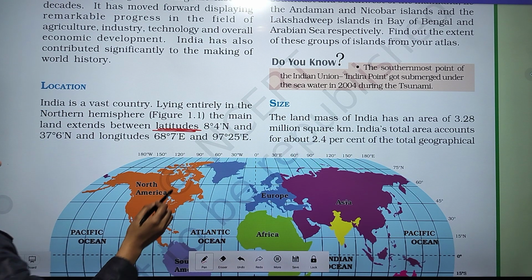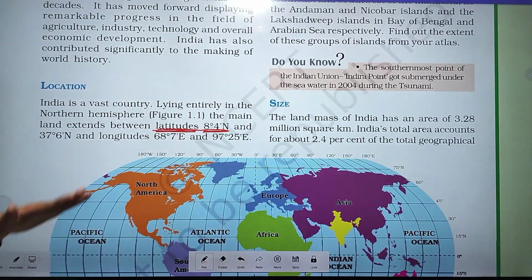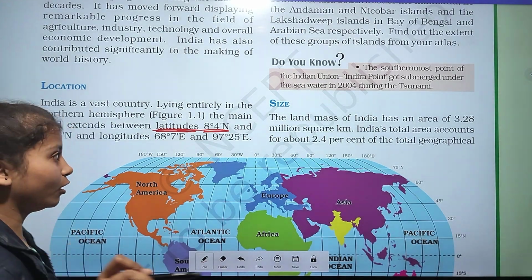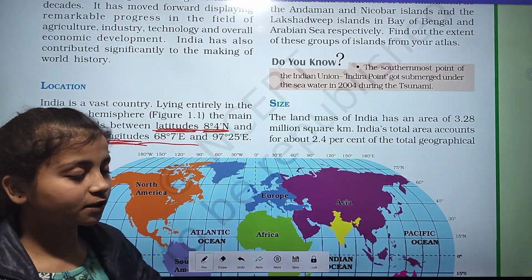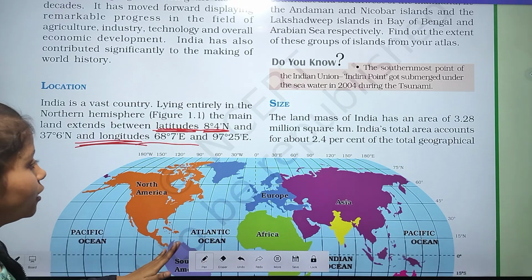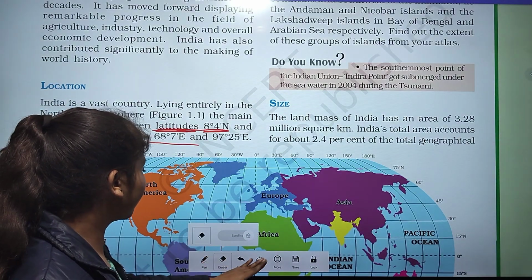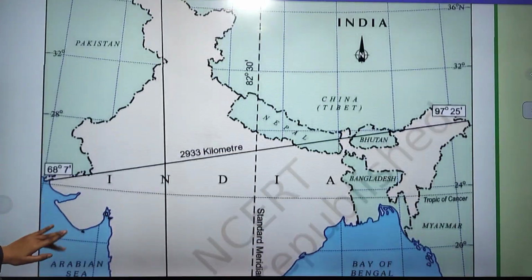If we see the extent of latitude, it is between 8 degree 4 minute north and 37 degree 6 minute north, and with the help of longitude it means 68 degree 7 minute east and 97 degree 25 minute east. You can understand this with the help of the figure also.